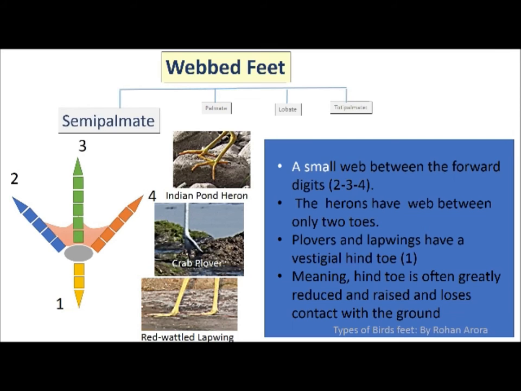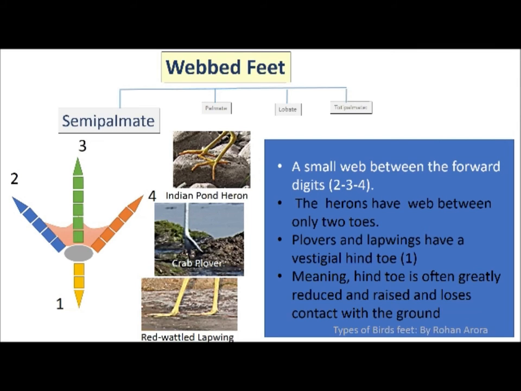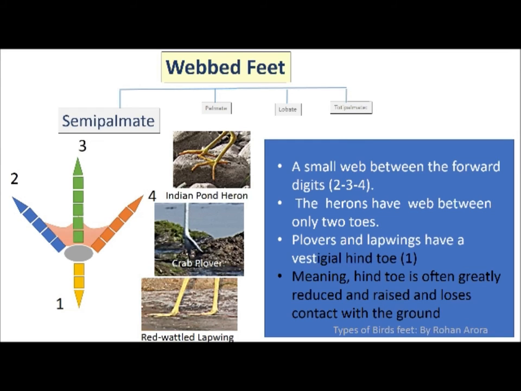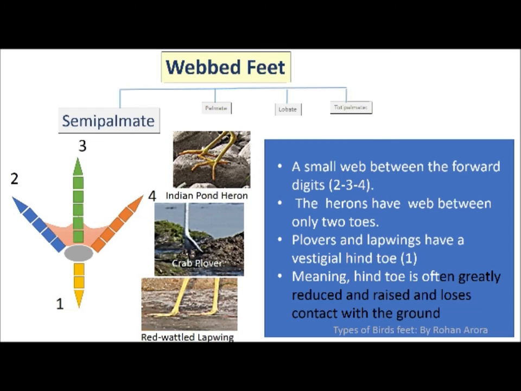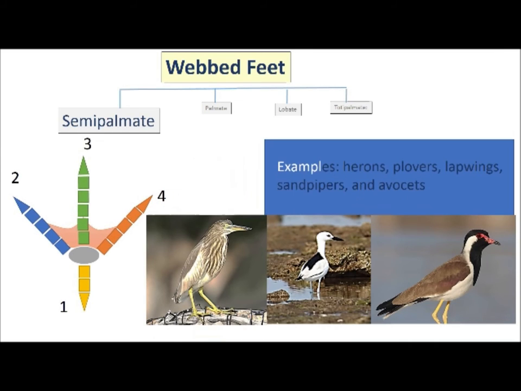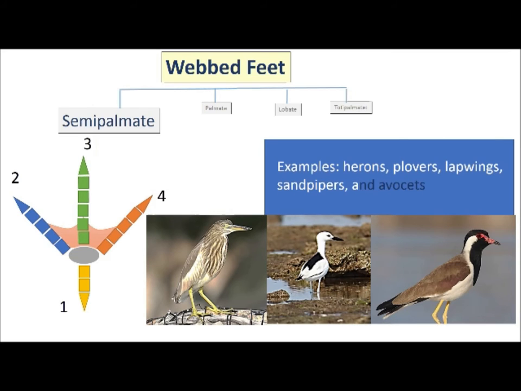Semipalmate is another type of webbed feet. There is a small web between the forward digits marked as 2, 3, and 4. The herons have the web between only 2 toes. Plovers and lapwings have a vestigial hind toe marked as 1, meaning the hind toe is often greatly reduced and raised and thus loses contact with the ground. Examples of semipalmate arrangements are herons, plovers, lapwings, sandpipers, and avocets.